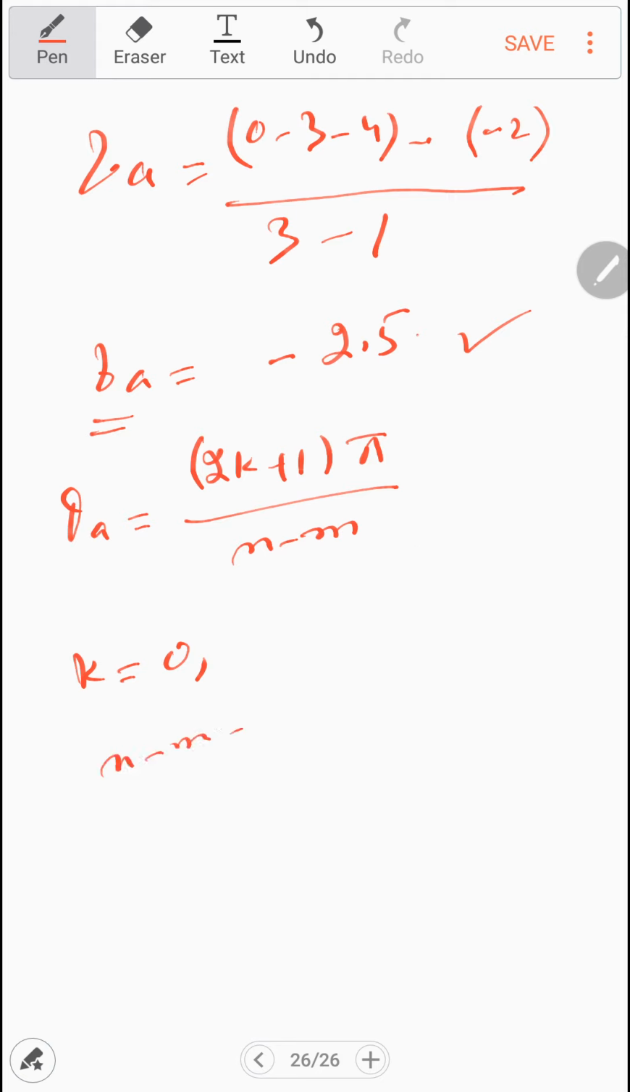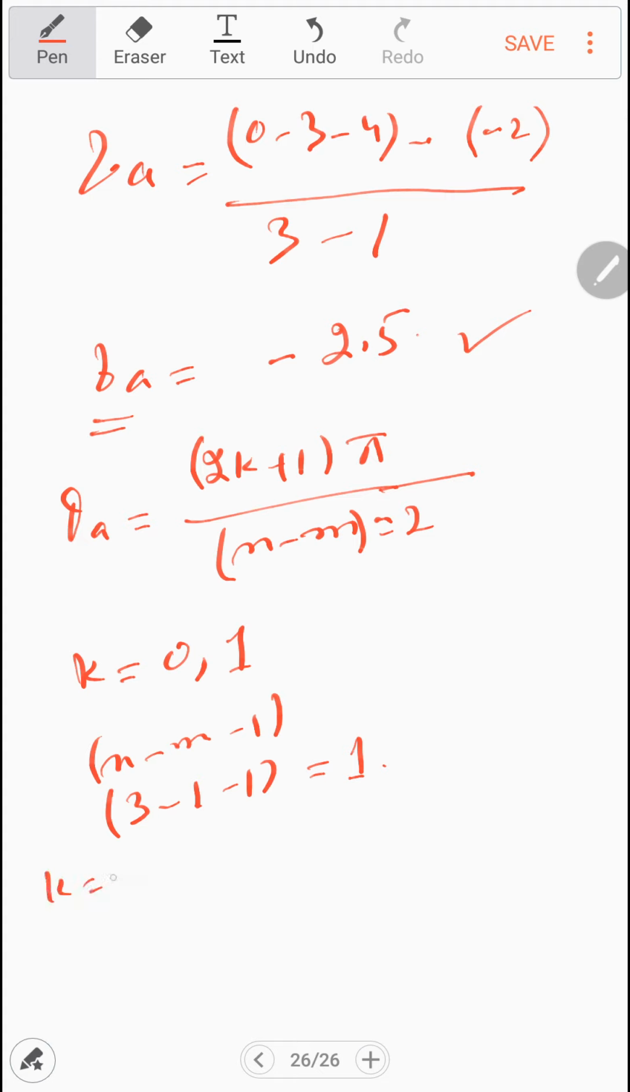Remember, it will go to n minus m minus 1, which will be equal to what? n is equal to 3 minus 1 minus 1, so 3 minus 2, which is equal to 1. So it is equal to 0 and 1. So you see that when k is equal to 0, then it will be equal to what? Pi by 2, because n minus m will be equal to 2. 3 minus 1 will become equal to 2.